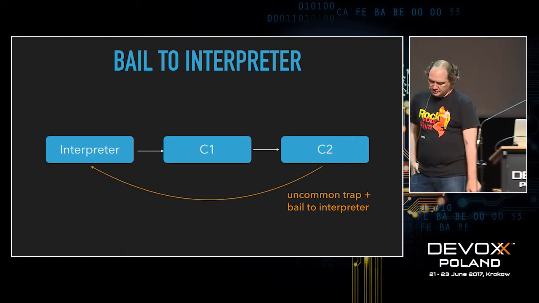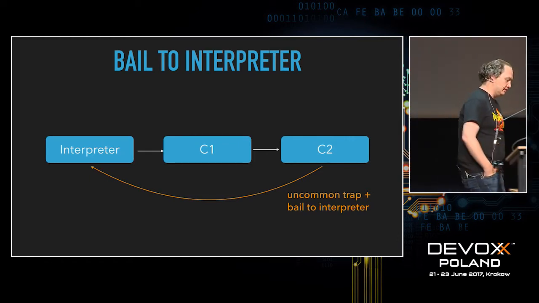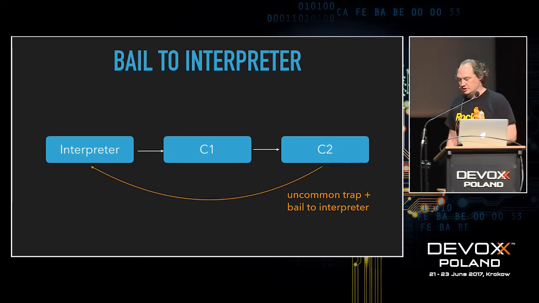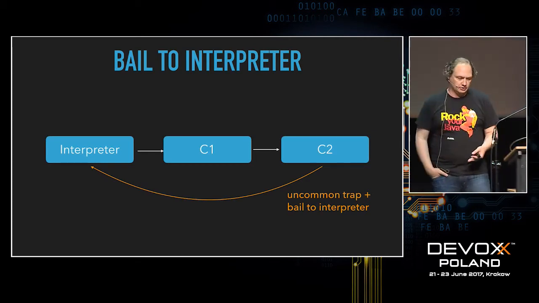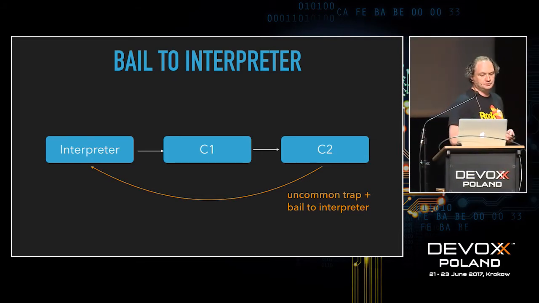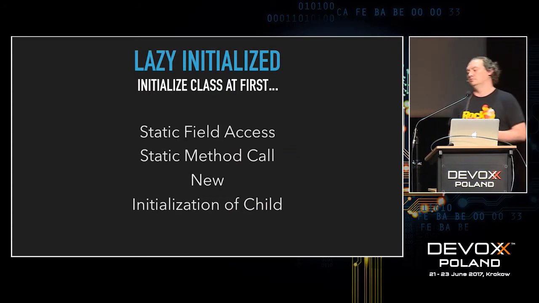And of course, this means when you hit this, you're going slow again. You went from C2, which could be running 10 to 100x faster than the interpreter, to now running slow again. And that can cause a disruption in your performance. But it gets worse.